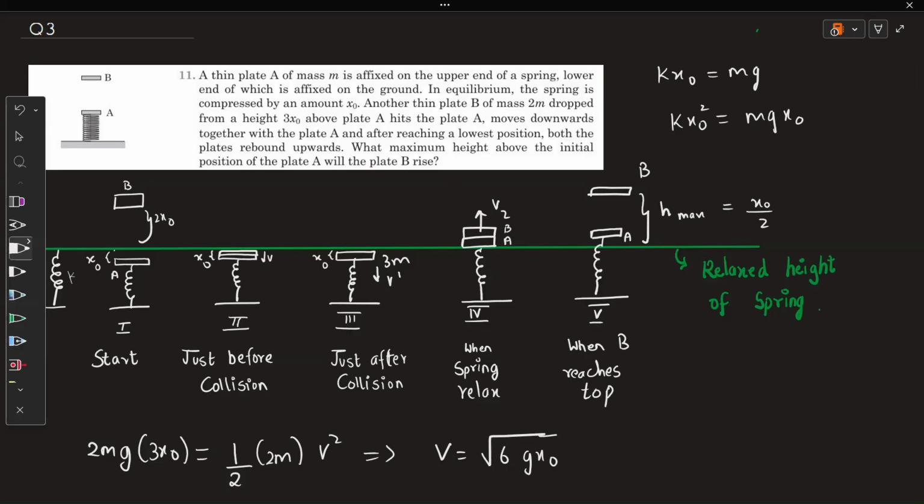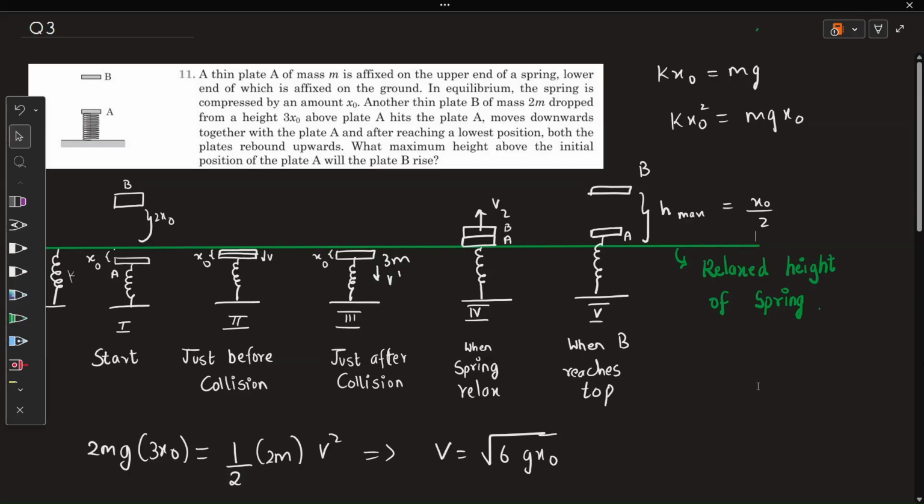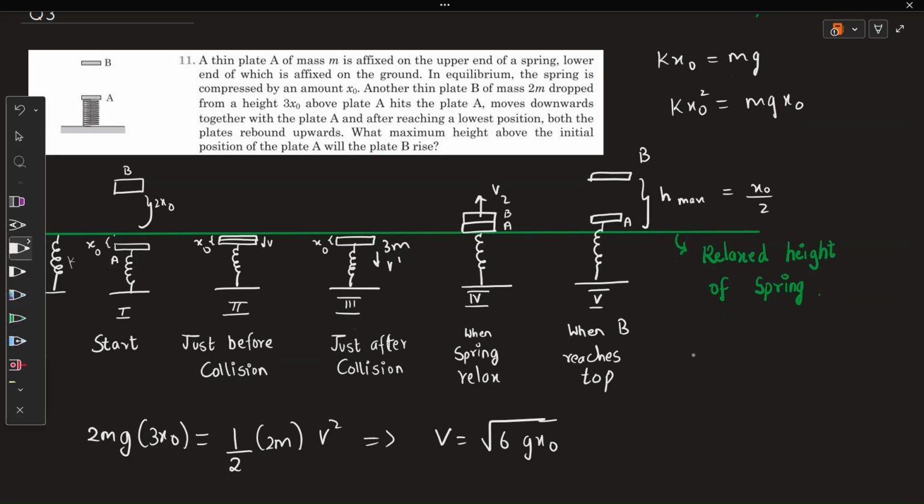But what are they asking? What maximum height above the initial position of plate A will plate B rise? The initial position of plate A is x naught below. And the final position, the maximum height reached by B, is x naught by 2 above the line. So the final height above the initial position of A is x naught plus x naught by 2, which is 3x naught by 2. So this is our final answer.